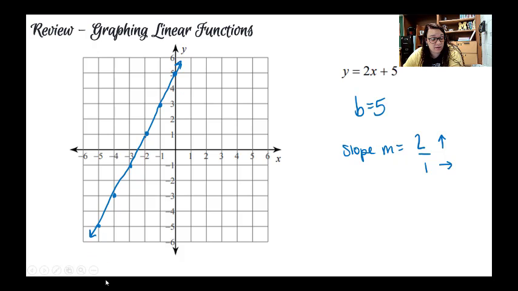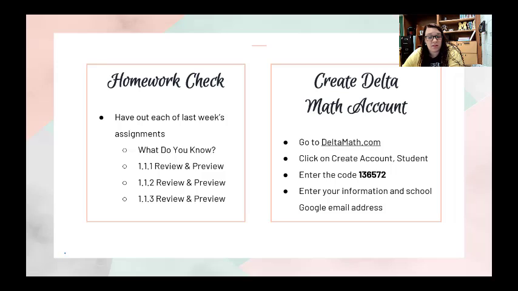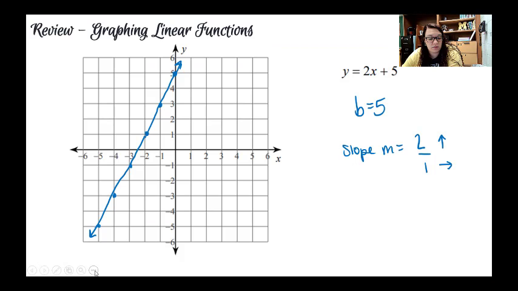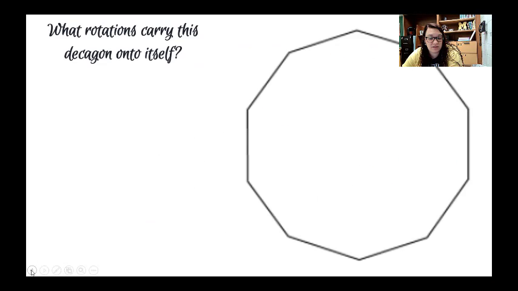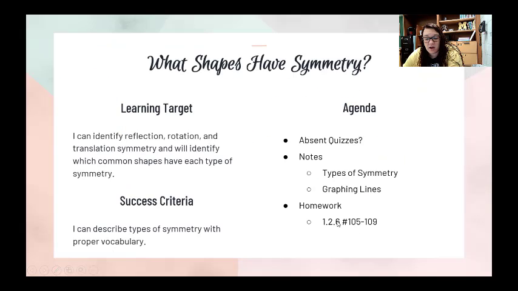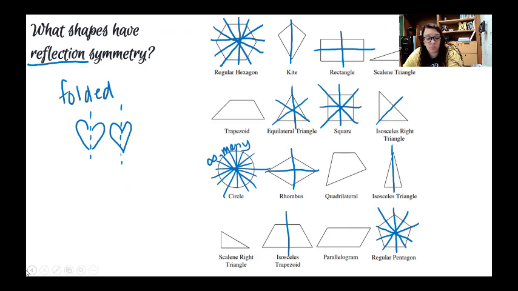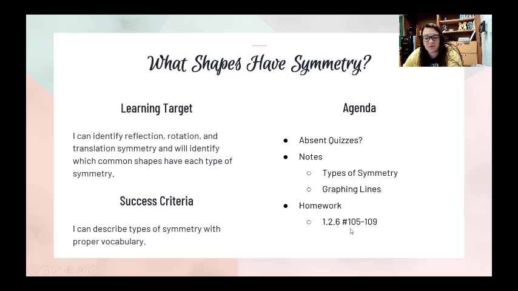And that's it. All right, let's look at our assignment today. I'm going to skip this slide and, whoops. Let me go back to the beginning. Sorry about that. Here it is. 1.2.6 through 1.2.10, 105 through 109. My screen's being crazy. Try those ones out, see how it goes. You'll see some symmetry problems. You'll see some graphing lines problems.